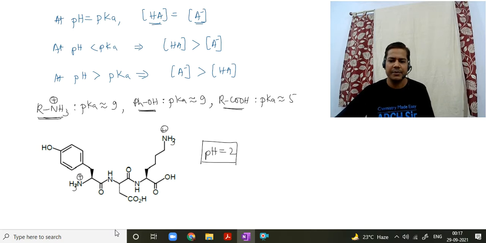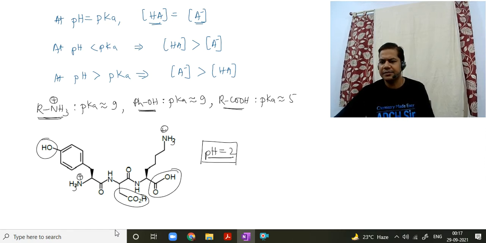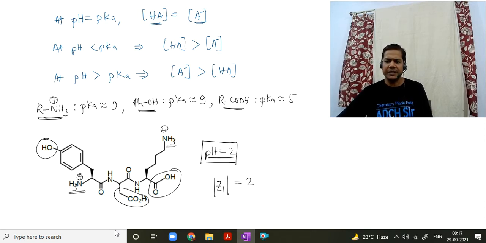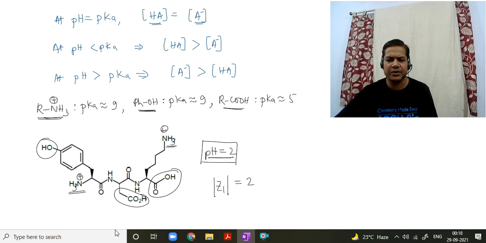What is the pH here? The pH is 2. It is less than 9. It is less than 5. So the COOH group does not ionize; it remains in unionized form. The phenol group does not ionize; it remains in unionized form. And the amine groups remain in the protonated form. So at pH equal to 2, this is the form that exists in the solution. The absolute value of charge on the peptide will be equal to 2. Is it clear?